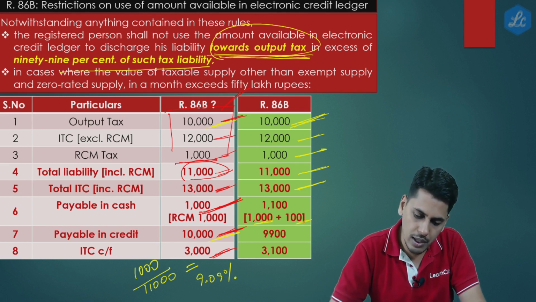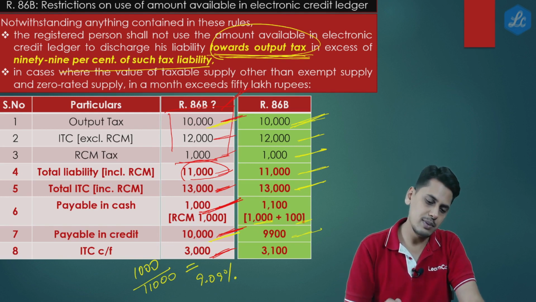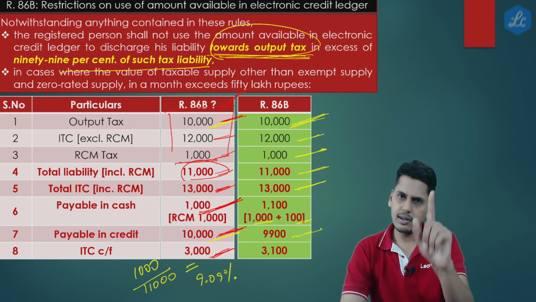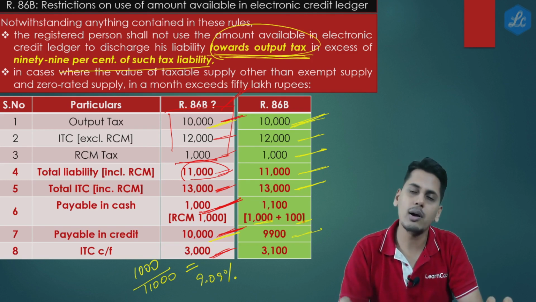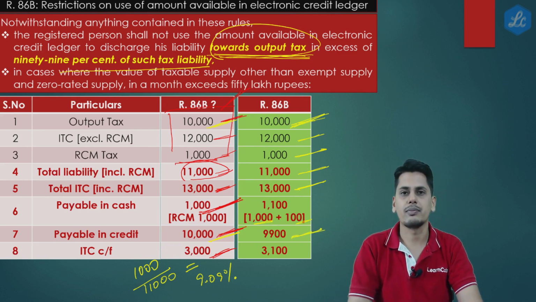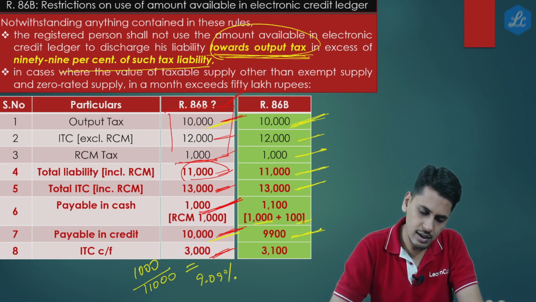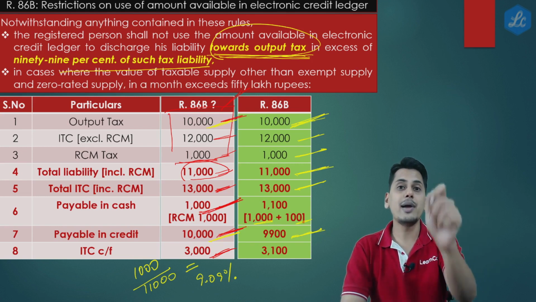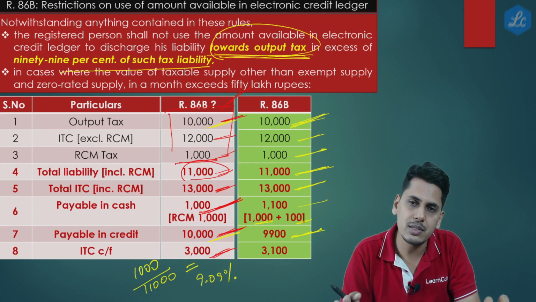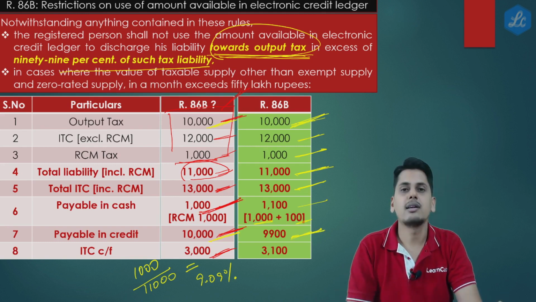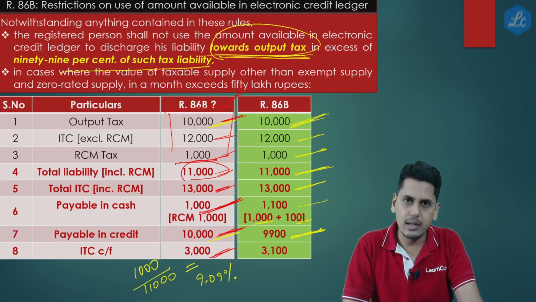How much is going to be payable through credit? 9,900. How do we arrive at 9,900? Friends, please understand, my output tax was how much? 10,000. How much did I pay through cash for this output tax? 100. What remains? 9,900. Another way to look at it, what is the total liability including RCM? 11,000. How much have I paid through cash? Totally 1,100. What is the balance which is payable through credit? 9,900.